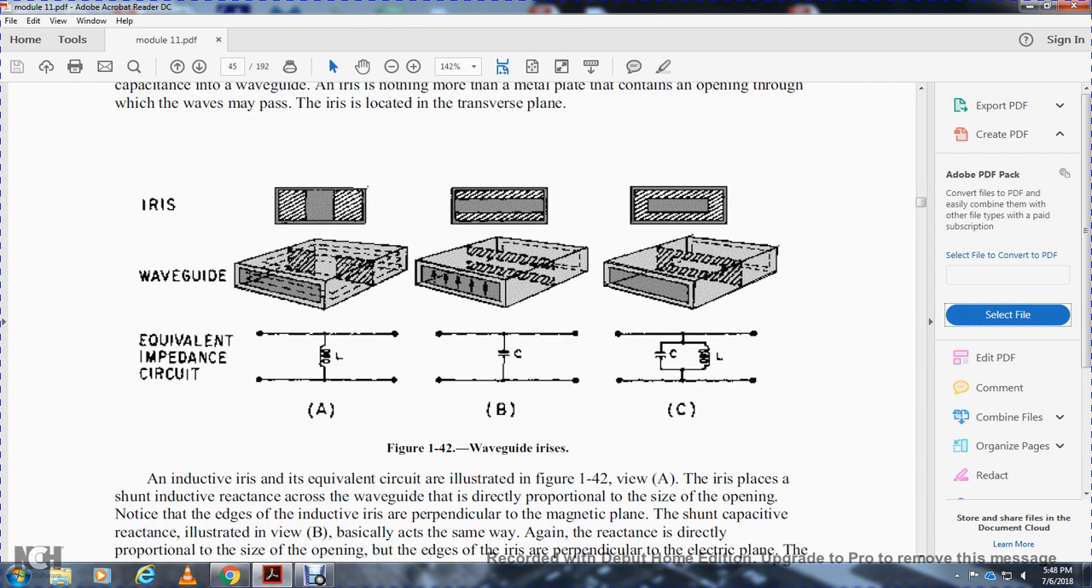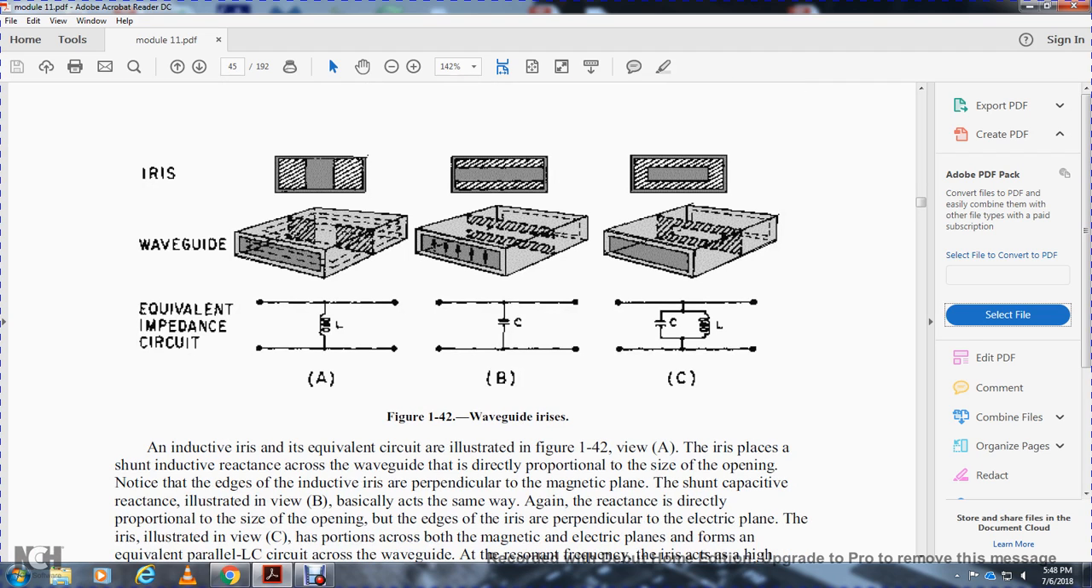The reactance of the waveguide is directly proportional to the size of the opening along the edge of the inductive iris that is perpendicular to the magnetic plane. The capacitive iris, with the shunt capacitor reactance, is illustrated in view B. It basically acts the same way, but the reactance is directly proportional to the size of the opening along the edge of the iris that is perpendicular to the electrical plane.